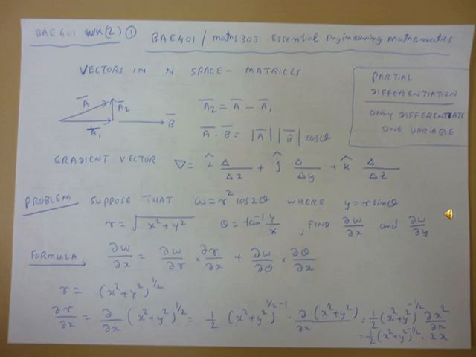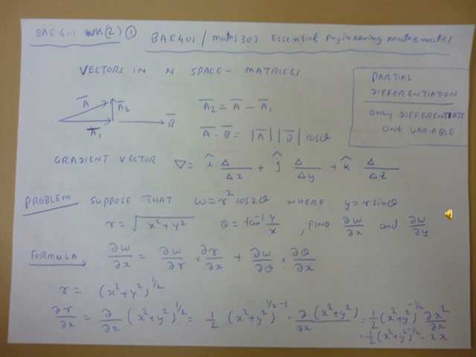The next one is the gradient vector. This theta is related to the angle of the gradient, so the gradient vector can be written as: gradient equals I vector del by del X plus J vector del by del Y plus K vector del by del Z. So this is the information about vectors in the n-space matrix.